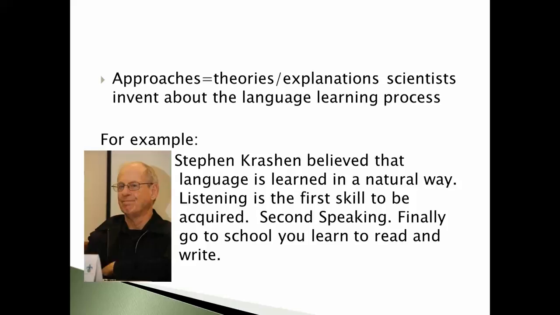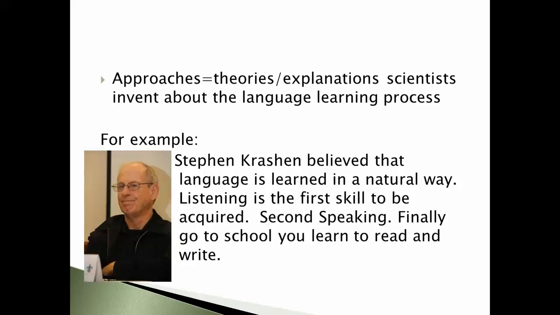So I explained that approaches are equal to theories or explanations that scientists invent about the language learning process. There are many of these theories and explanations. One example is this linguist, who is named Stephen Krashen. Stephen Krashen believed that language is learned in a natural way. By this, he meant that the listening skill is the first one to be acquired. Second is speaking. And finally, when you go to school, then you learn to read and write.